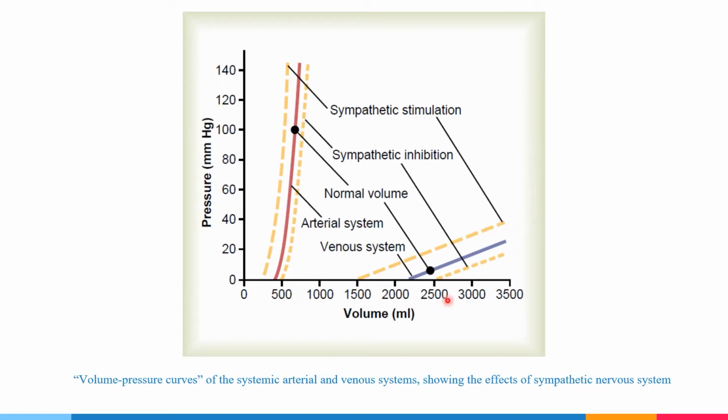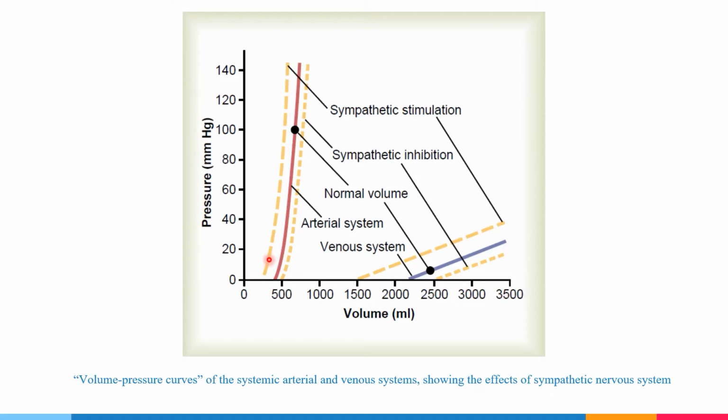So as you can see, the slope of the venous system lines is very much larger than that of the arterial system lines. This tells us that the venous system is very much more compliant than the arterial system, as the net change in pressure introduces a lot of change in the volume of blood held. So essentially at 20 millimeters of mercury, in case there is sympathetic stimulation, blood held is around 3000 milliliters, whereas in case of sympathetic inhibition, it is around 3500.